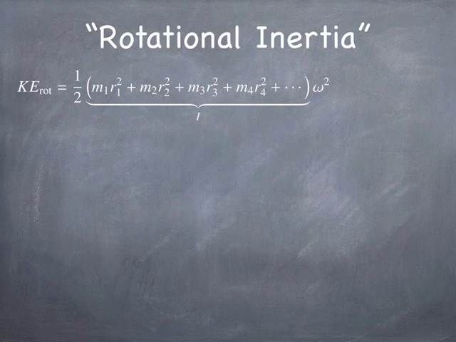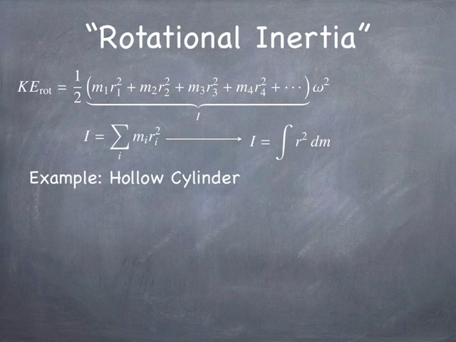Okay, let's formalize that a little bit. That means that the rotational inertia is the sum of the m times the r squareds, and if I have a continuous distribution of mass, I can turn that into an integral and make that the integral of r squared times dm, where dm is the small chunk of mass.